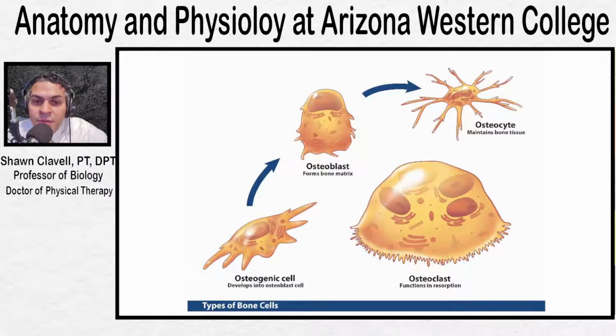And that brings us to the 4 types of cells found in the bone. Osteogenic cells, also known as osteoprogenitor cells, they're responsible for developing into osteoblasts. We have osteoblasts, which form the bone matrix. Osteocytes, which maintain bone tissue. And the osteoclasts, which are a derivative of white blood cells, monocytes, that function in the resorption or the breakdown of bone contents.